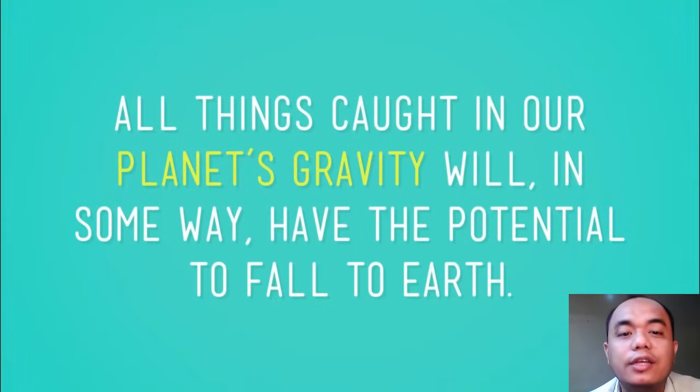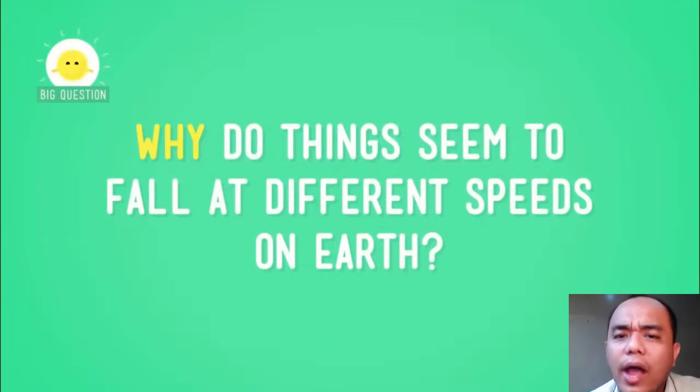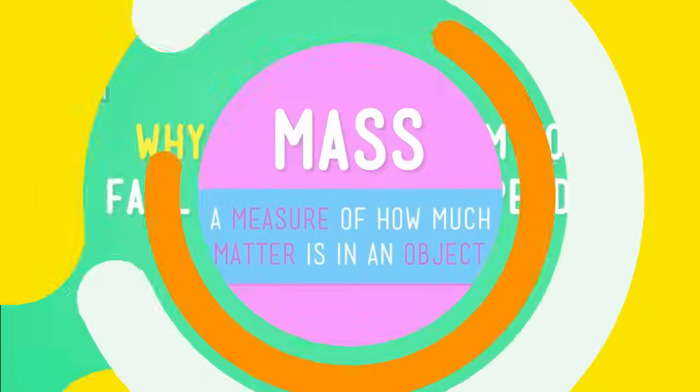All things caught in our planet's gravity will, in some way, have the potential to fall to the Earth. Take note, objects fall differently, right? Like when dropping a book and a piece of paper. You would say that the book will fall on the ground faster than the paper, right? Why do things seem to fall at different speeds on Earth?